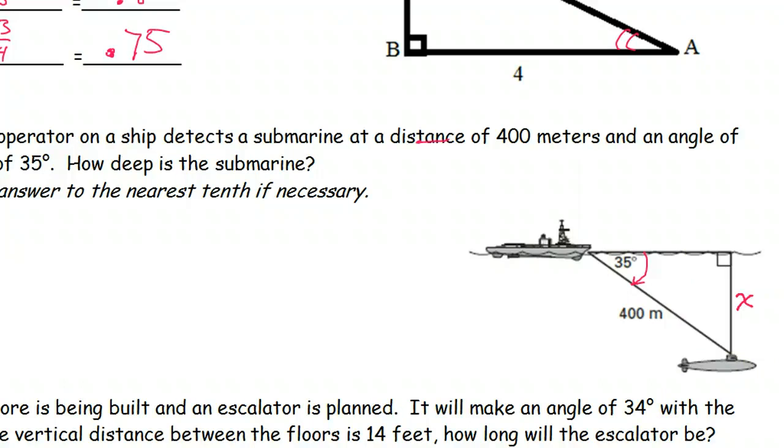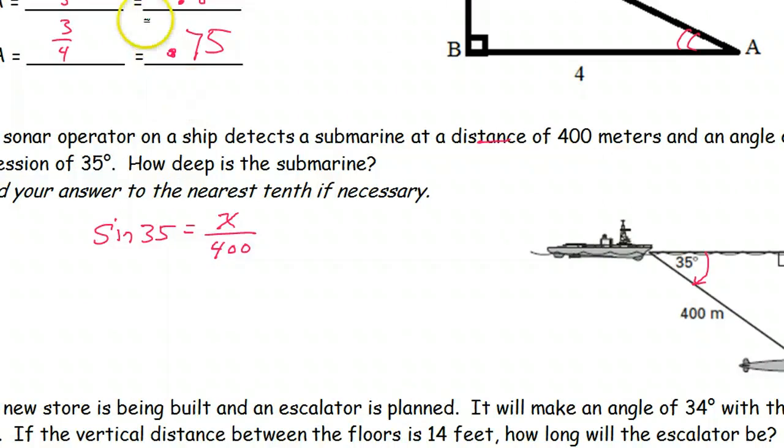Okay, nearest tenth, which trig function are we looking at here? From the 35, we're dealing with opposite and hypotenuse. That's the sine function. So we will say sine 35 is equal to opposite over hypotenuse, that is x over 400. Okay? This is a situation where we will multiply by 400 on both sides, multiply by the denominator.